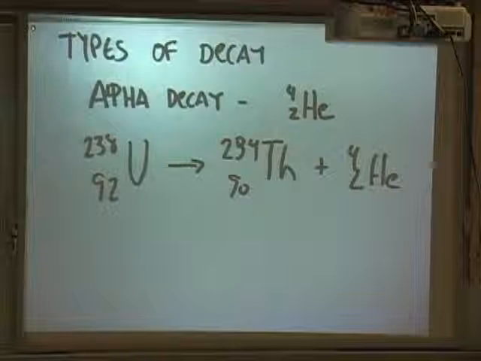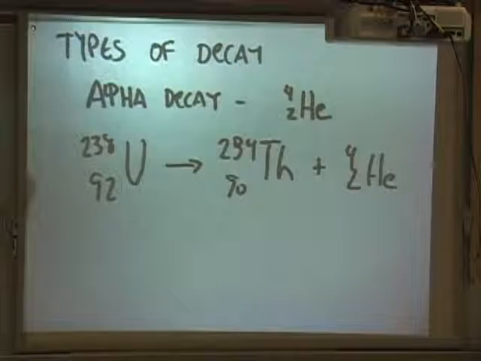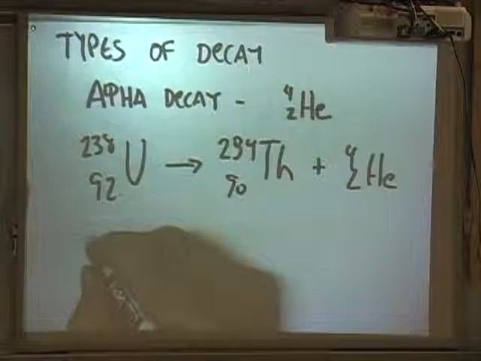Say again? Save. That's a biggie. Please have that written down or branded in your brain somewhere. The second type of decay is called beta decay.